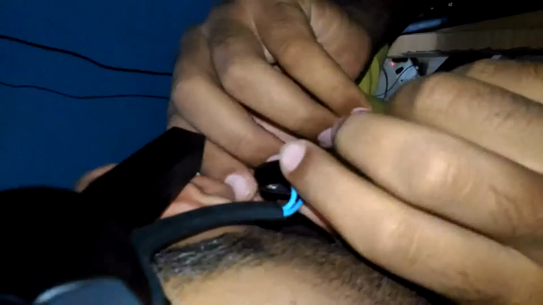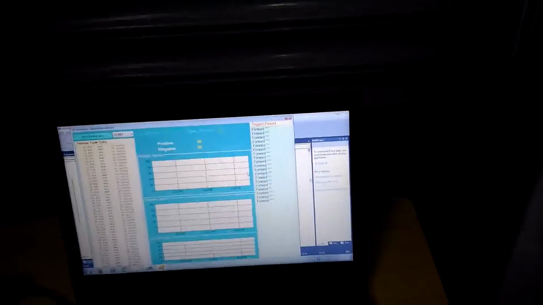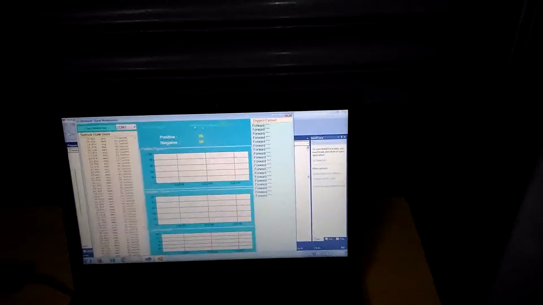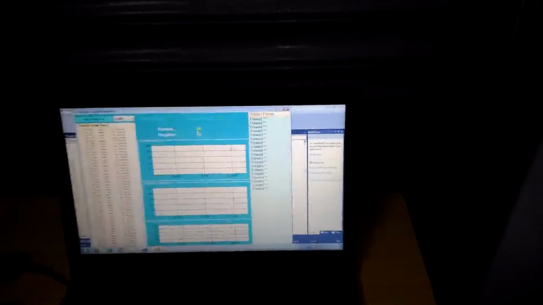Here, if I remove the sensor from my ear, automatically the signal will be stopped at the destination end. Now see, some values will be coming. After 5 seconds, see now, the complete working is stopped.